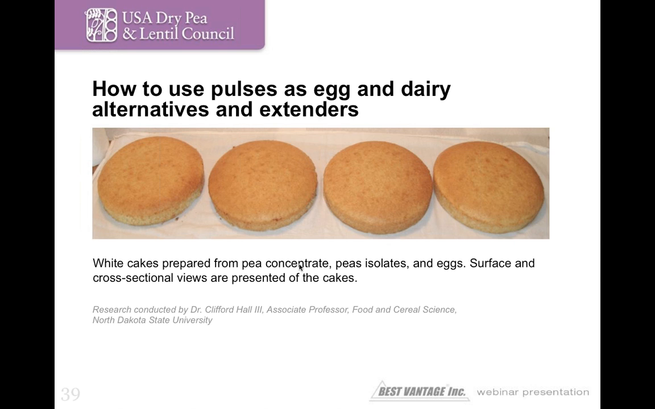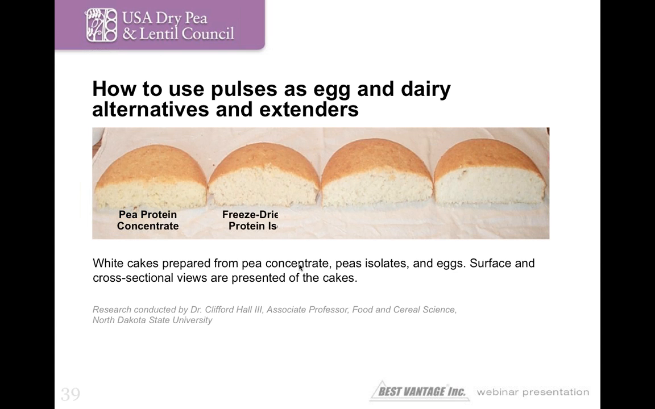Looking at the white cakes that were prepared from pea concentrates, pea isolates, and eggs. These are the cakes that were developed and their cross sections. The one on the left used pea protein concentrate. And I should point out, pea protein concentrate is only about 50% protein. The second one was using a freeze dried pea protein isolate developed at the Northern Crops Institute. The third one that you see here from the left is spray dried pea protein isolate, again developed at the Northern Crops Institute. And the final one using liquid egg.